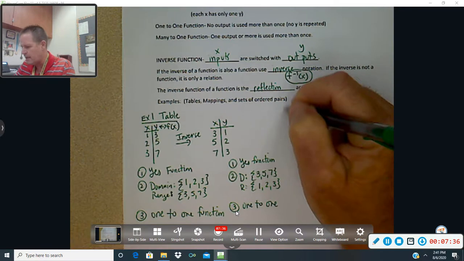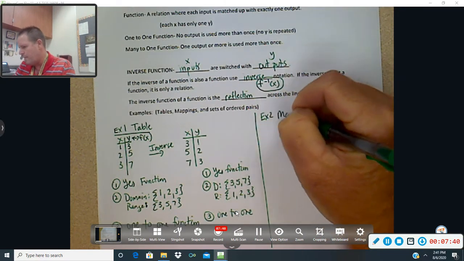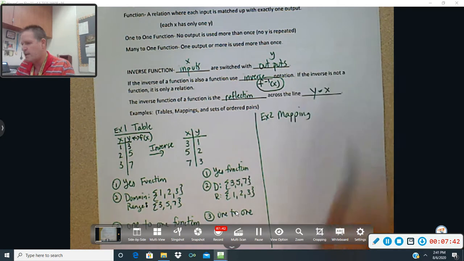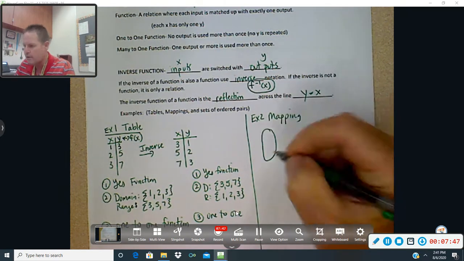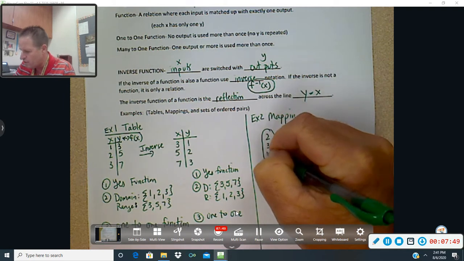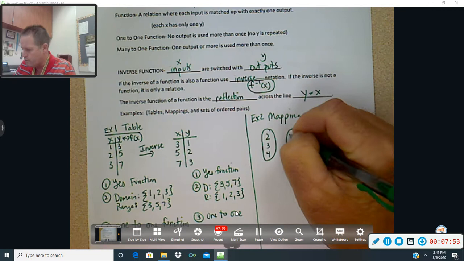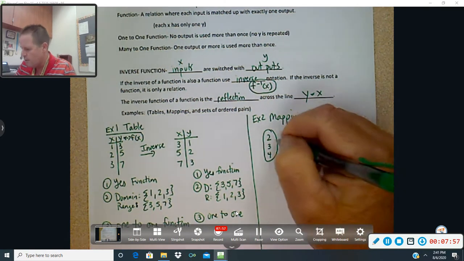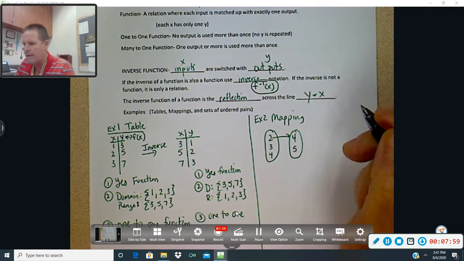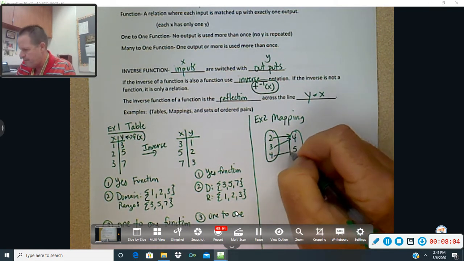All right, so next thing I want to look at is a mapping. So example 2, mappings. What does that look like? Okay, you've seen mappings before. This is the way they show a mapping. There are these little bubbles. They'll have like 2, 3, and 4 like this. And then another little bubble where it goes 4, 5. Okay, numbers again are random. 2 goes to 4, 3 goes to 4, and 4 goes to 5.